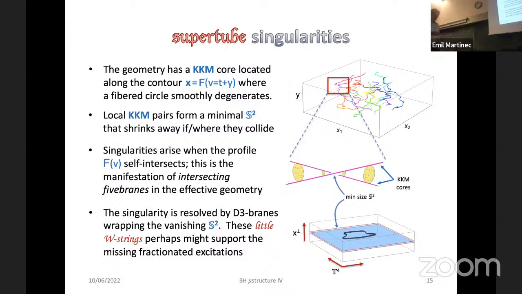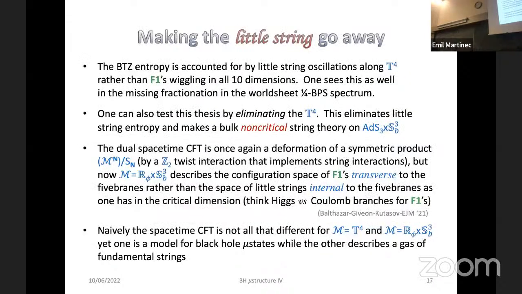In the time remaining, I'd like to tell you about something completely different, as they used to say. I'm going to get rid of the T4. If I get rid of the T4, then I get rid of the entropy and the Hagedorn wiggles that are available to the little string. But you should immediately ask me, how can you get rid of the T4? Doesn't string theory need to be 10-dimensional? And the answer is, of course not.